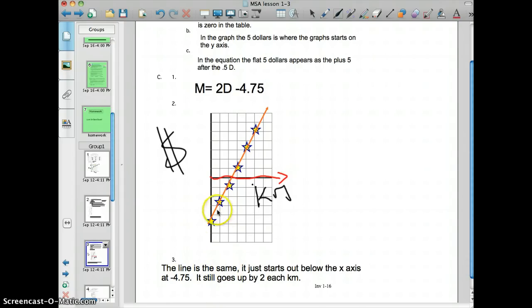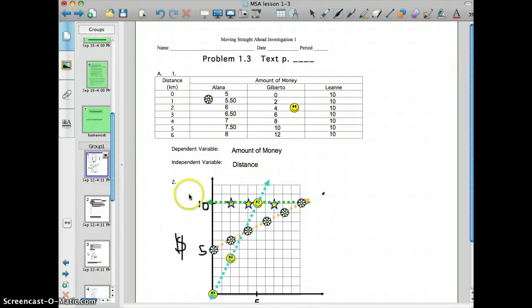So, and then the line is the same. Gilberto's line here in question part C and in question part 1 is the same line. It's just starting at a different spot. If we moved this line to this graph here, it would always trail Gilberto's line here.